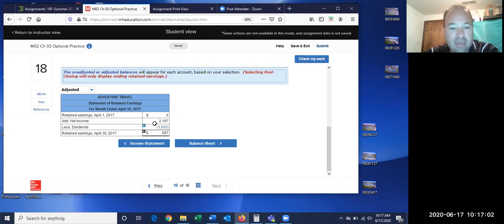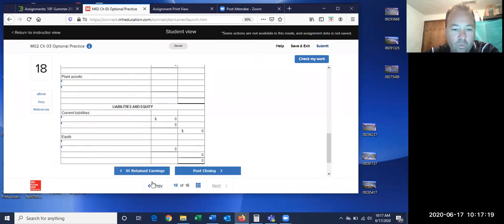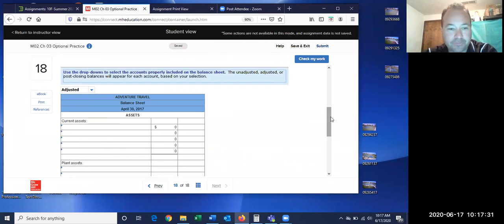It put in the net income of $21.97, so that was nice. It put in the dividends. I'm surprised it put in that. I'm surprised it didn't have us put that in. And then our ending retained earnings of $6.97. Well, let's see if it puts that in. No. Okay, so that one we will want to write down. $6.97 is our ending retained earnings, so we're going to use that when we go to the balance sheet.